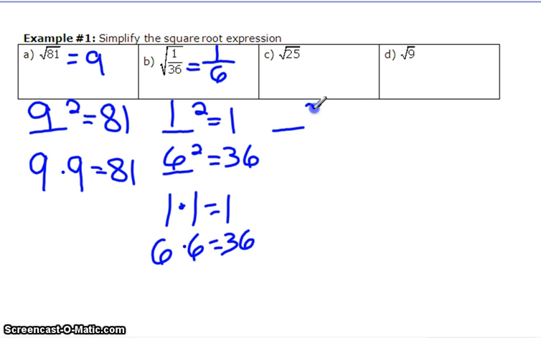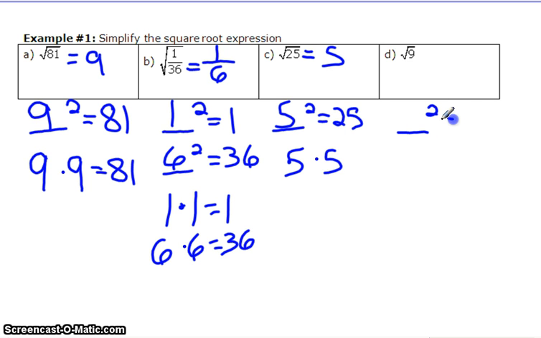Square root of 25, some number squared has to give me 25. Well, 5 times 5 is 25. And then 9, some number squared should give me 9. Well, 3 times 3 is 9. So my square root is 3.